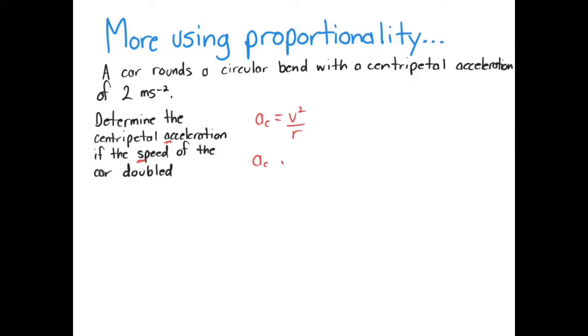So we can say the acceleration is proportional to v squared. So if we double the velocity, we need to realise the velocity is squared in that relationship, so that we will basically get 4 times the acceleration. So the new acceleration will be equal to 4 times 2, which will be equal to 8 meters per second squared.